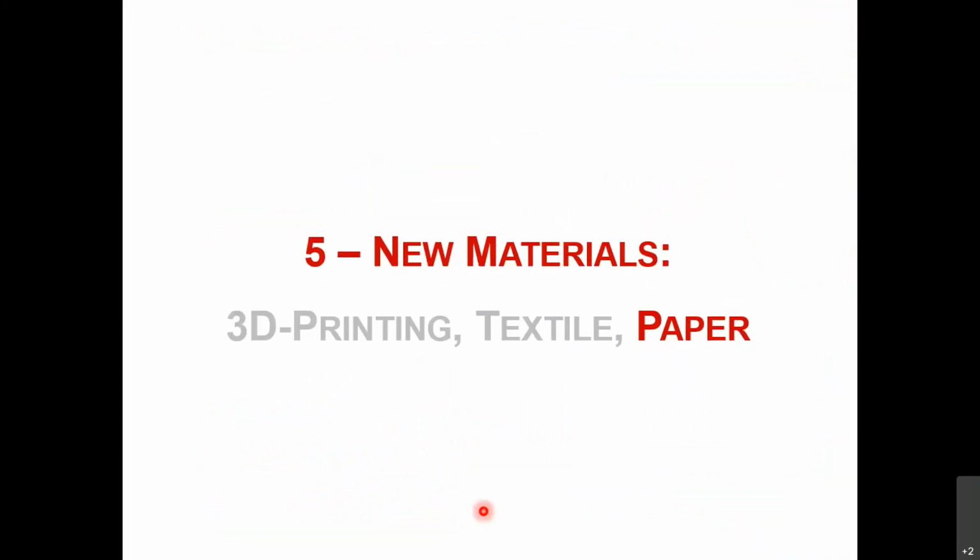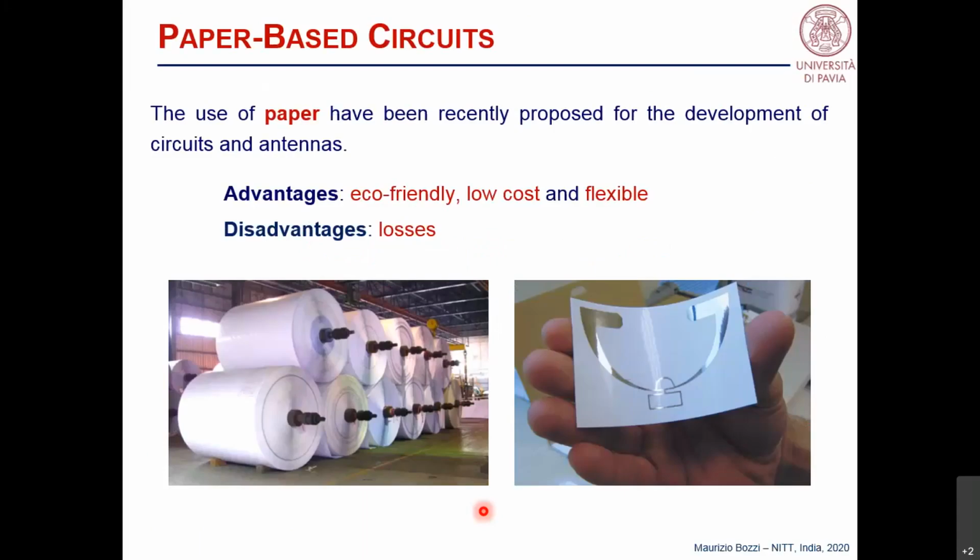Another material that we adopted for implementing SIW structures was paper. And the main motivation was that paper is extremely low cost. So for some applications like, let's say, RFID-like structures or low-cost sensors, it could be a very interesting solution. And the other reason is that it is eco-friendly.